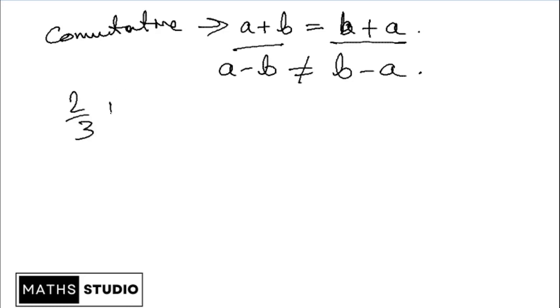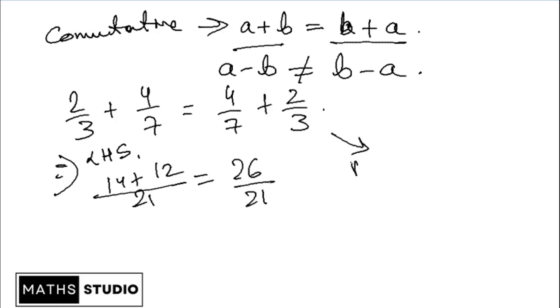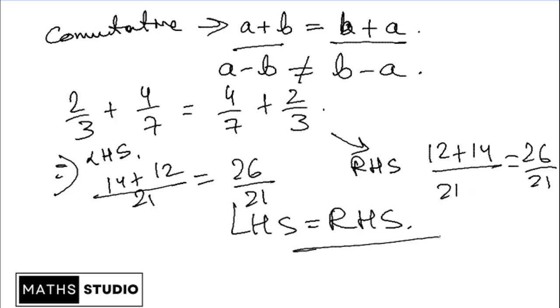Say 2 by 3 plus 4 by 7 will be same as 4 by 7 plus 2 by 3. We can take this example, LHS. So this would be 21 and this would be 14 plus 12, that would be equal to 26 by 21. Let us take the RHS, that would be again 21 and this would be 12 plus 14, which is again 26 by 21. So LHS equal to RHS. So that means addition is following the commutative rule.